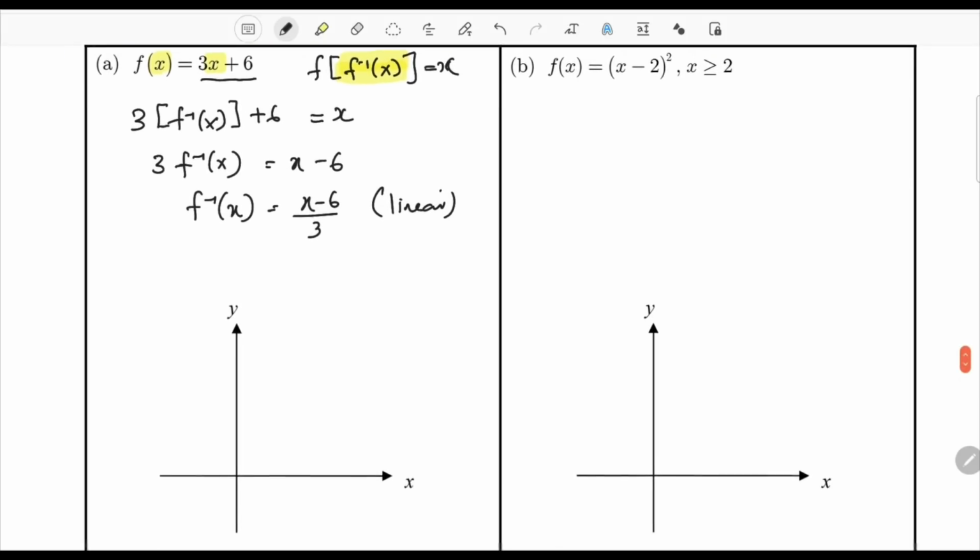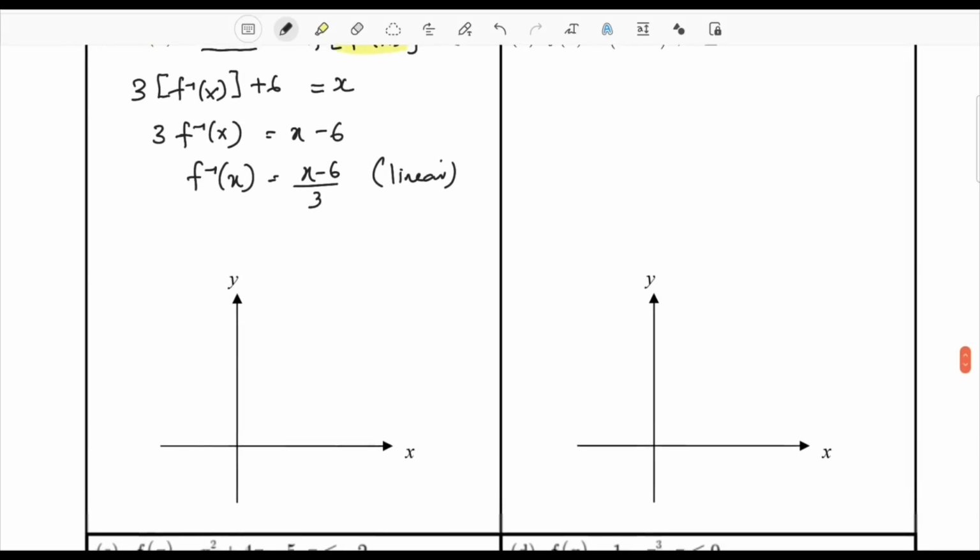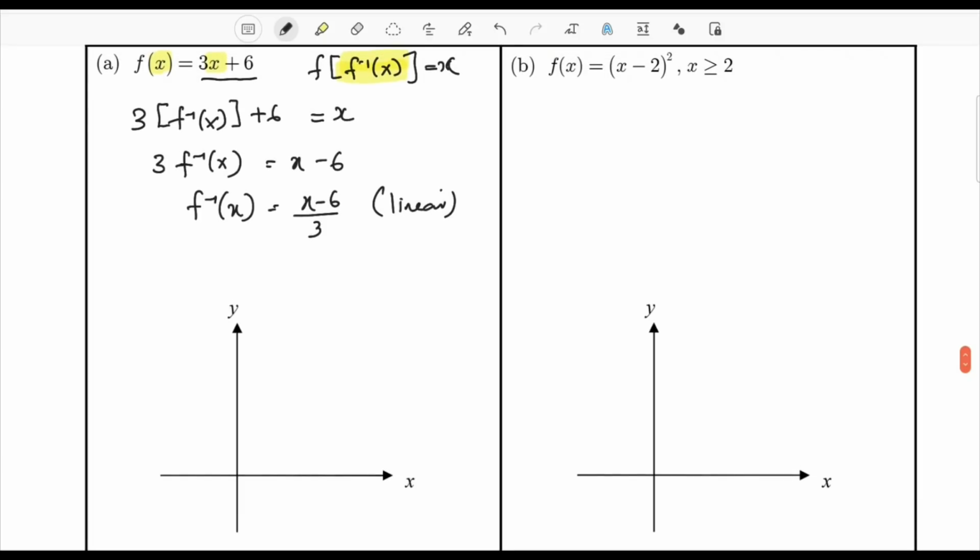Let's look at the graph. We are going to sketch the graph now for f(x), which is 3x plus 6. When x is 0, f(x) will be 6. When f(x) is 0, 3x plus 6 equal to 0, x equal to negative 2. Find your negative 2, this is your negative 2. Find your 6, somewhere here. Let's use the ruler.